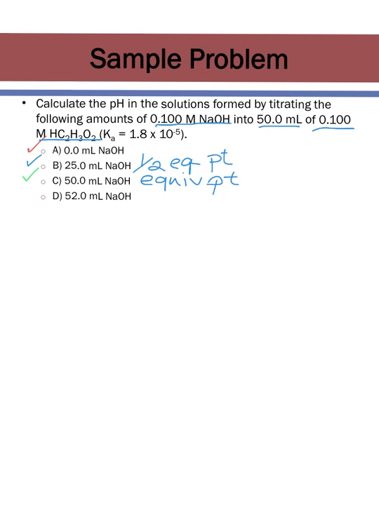Then our last part, easy, we have some excess sodium hydroxide. So from the excess OH-, you can find pOH and then find pH. So we're going to go through each one of those parts individually.